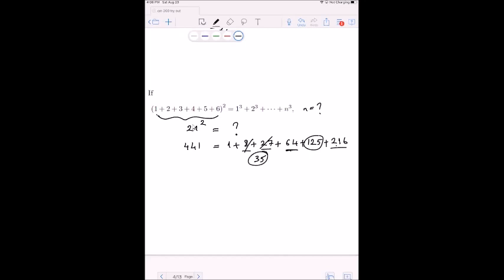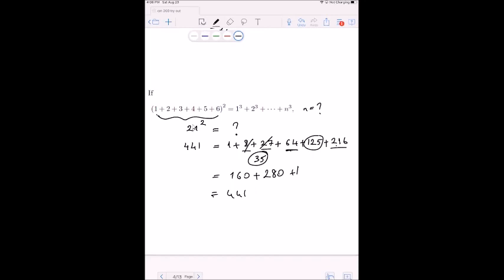35 is 160, right? Plus, what is that? 270, 280, and then plus 1. So as you see, it is 441 exactly.